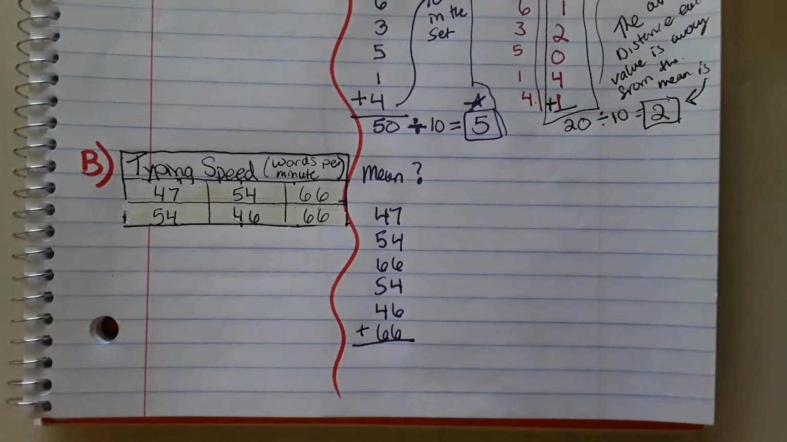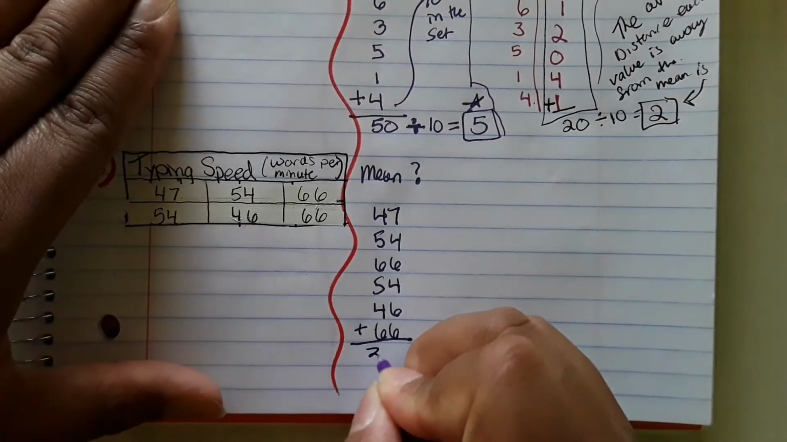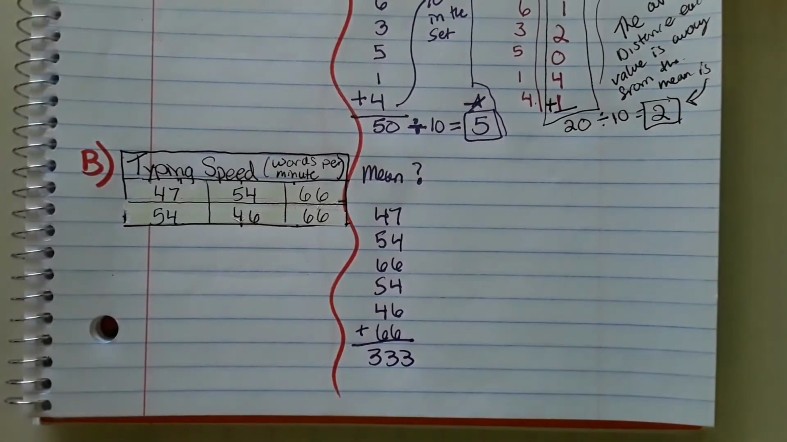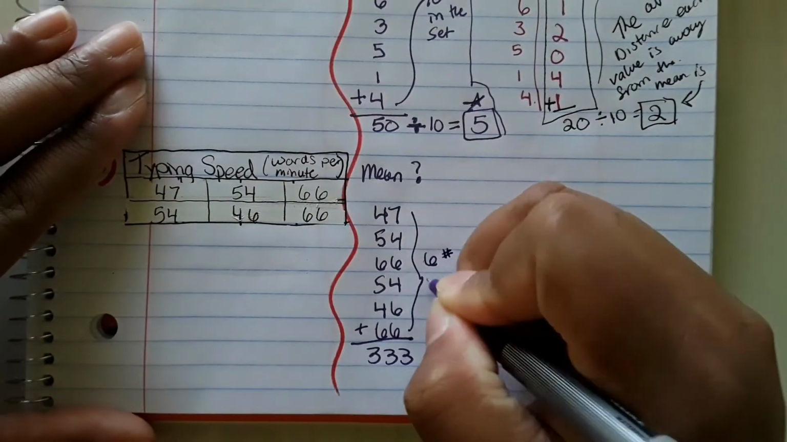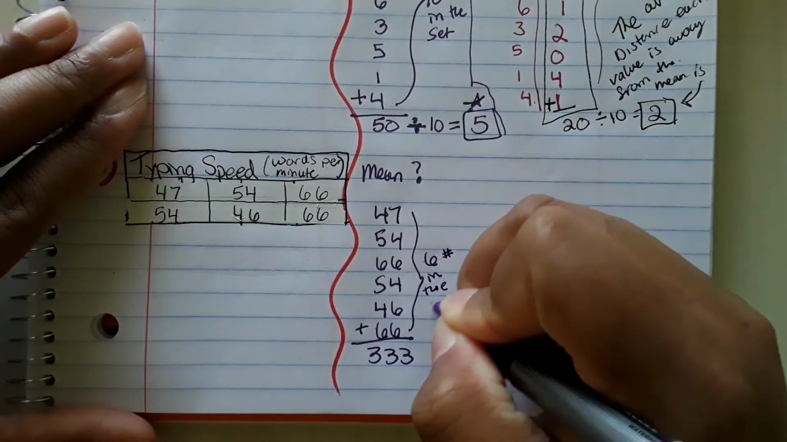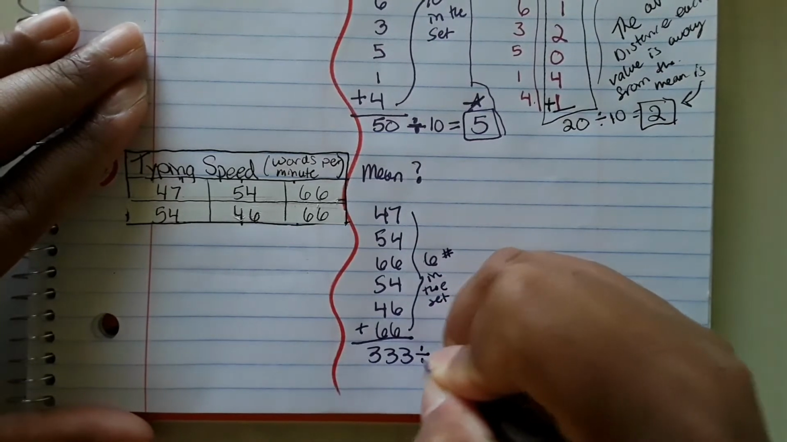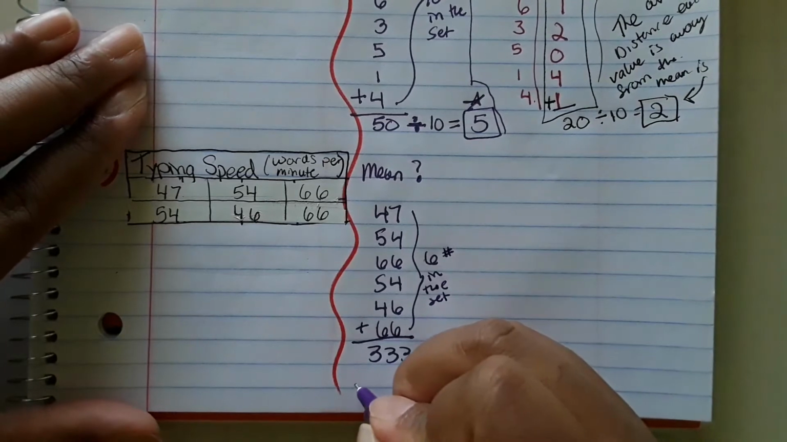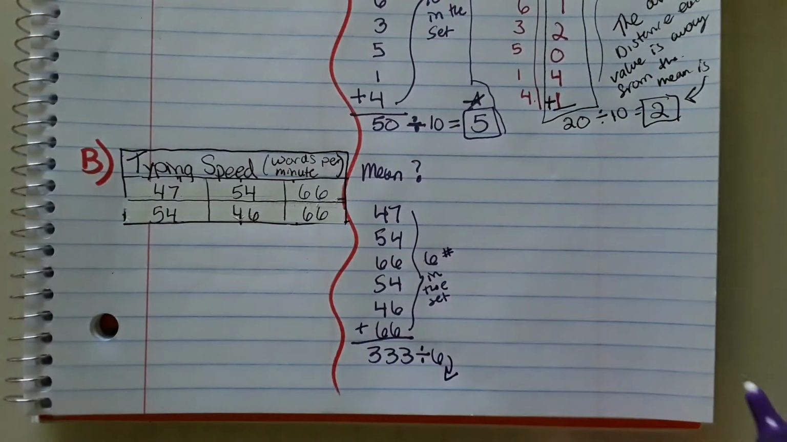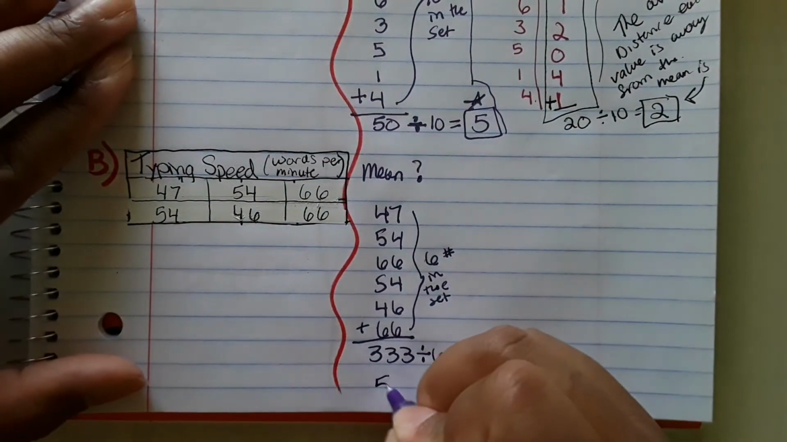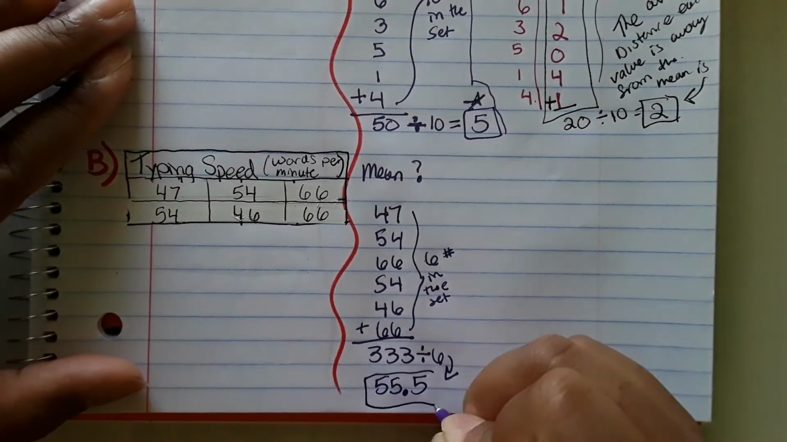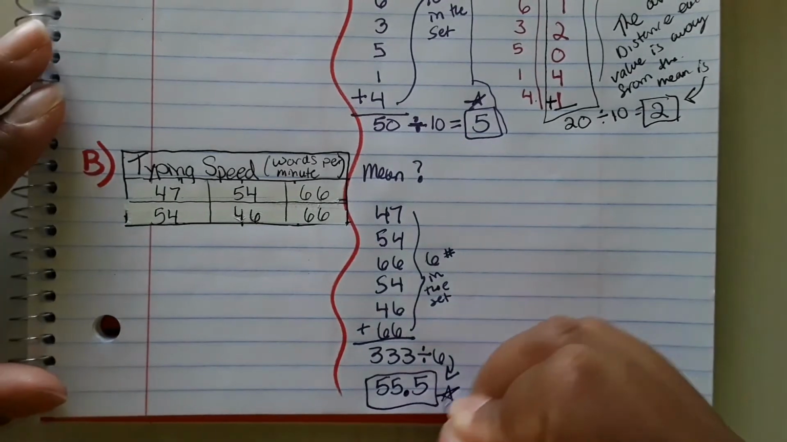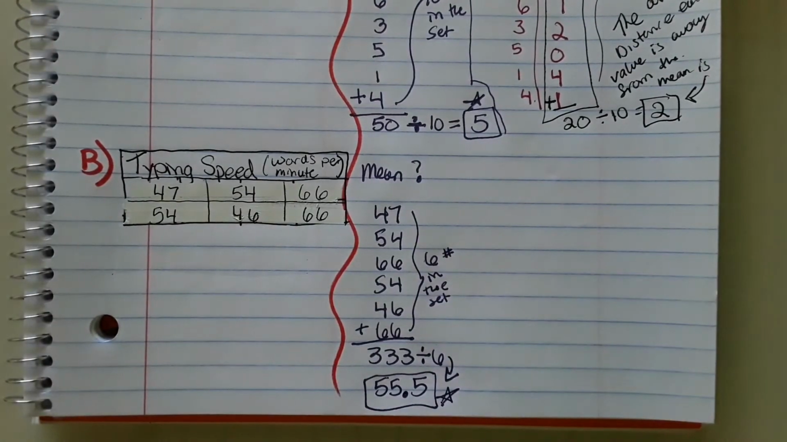And we get 333. So then we look for how many numbers are in the set. There are 6 numbers in the set, which means we're dividing by 6. And our mean would then come to, so calculator, 55 and 5/10. That's our mean. So this is a number we're comparing all the other numbers to, their distance away from it.